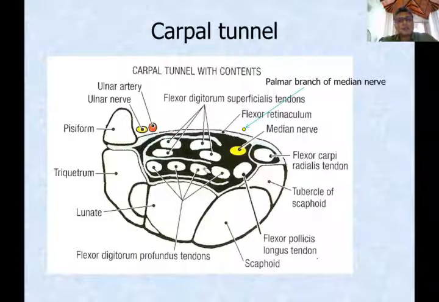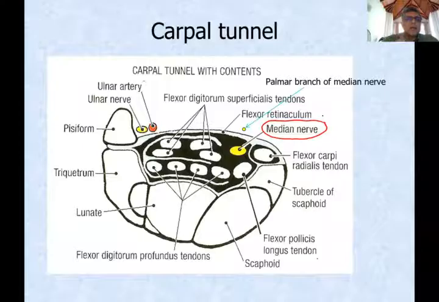Now, if the pressure inside this tunnel increases for some reason, in certain conditions, then the structures inside the tunnel can get compressed. Now, what are the structures inside the tunnel? What are the structures outside the tunnel? You can see an important structure here, the median nerve, passes through the tunnel. So that is one structure that can get compressed if the pressure inside the carpal tunnel increases.